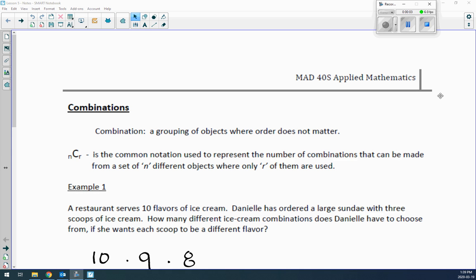Okay, so now we're going to talk about combinations. This is lesson 5. Combinations are different than permutations. Permutations, order mattered. Combinations, order does not matter. So the one we use is nCr. So it's n objects and you choose so many of them.